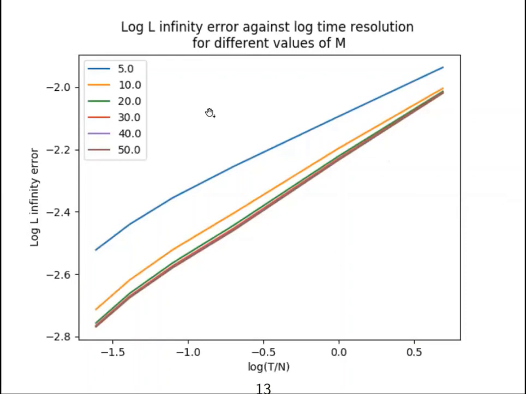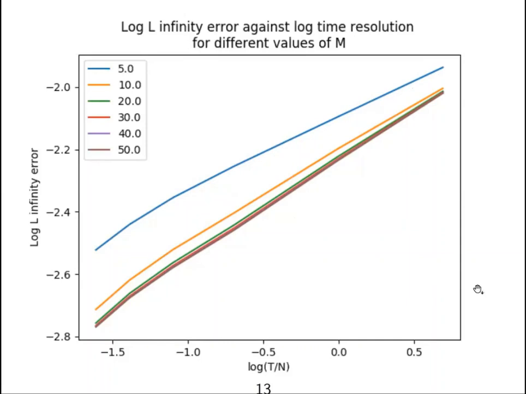So here we have the log L infinity error against the log time resolution. On the x-axis you have the logarithm of the time resolution. The time resolution is basically proportional to one over how many times you run the algorithm. And you can see that as resolution decreases, you have a linear relationship between the error and the resolution, which is quite promising. So as the resolution increases, the error increases linearly, and vice versa.